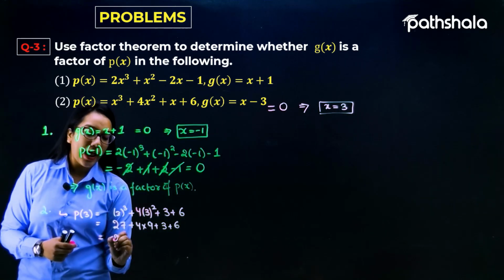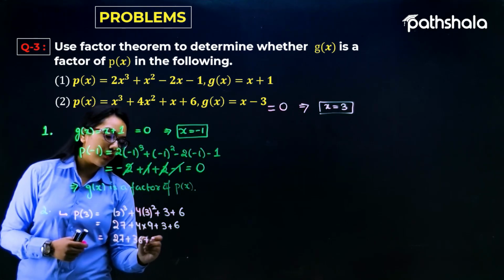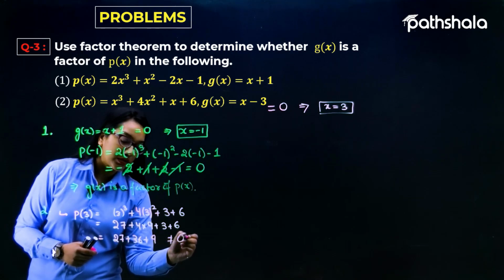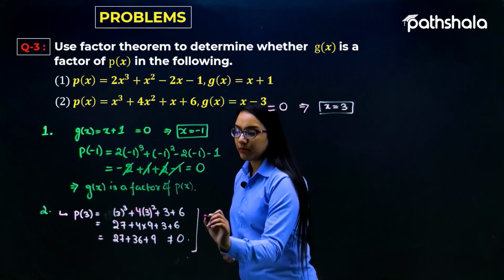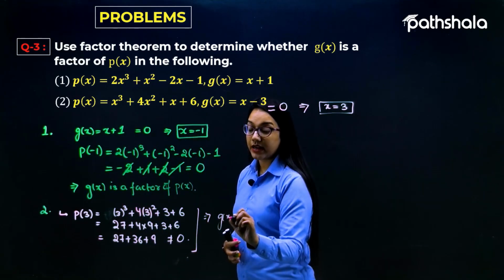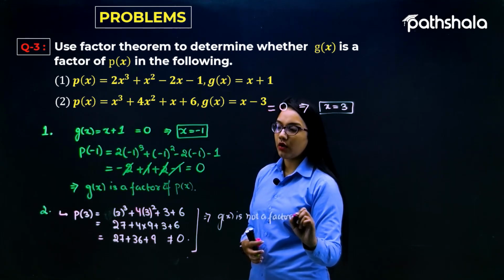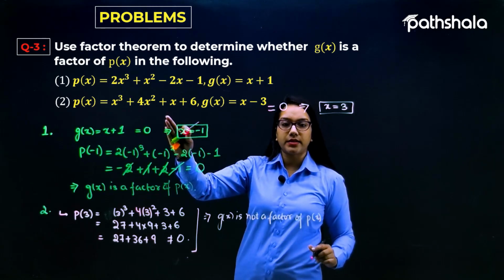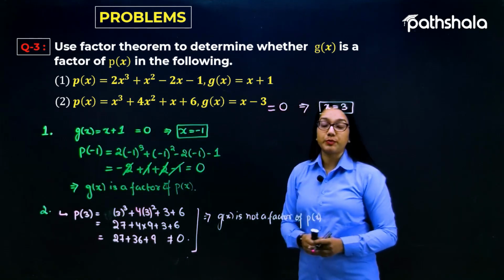Let me add the terms. It is 27 plus 36 plus 3 plus 6, and obviously all these terms do not add up to 0. If it is not equal to 0, it definitely implies that g of x is not a factor of the polynomial p of x given in the second part, that is x cube plus 4x square plus x plus 6. I hope the solution of this particular question is all clear to you.